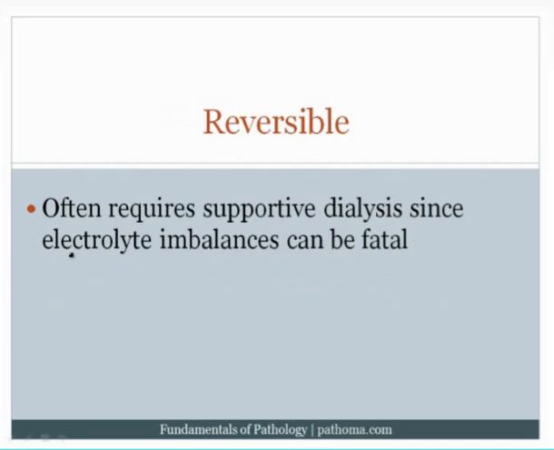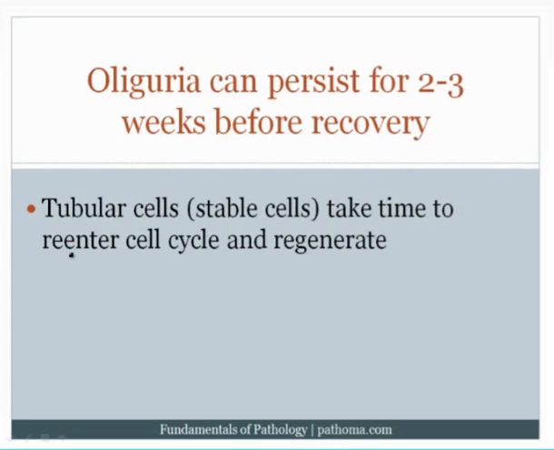Now, acute tubular necrosis is reversible. The tubular cells do have the ability to regenerate. However, this often requires supportive dialysis because the electrolyte imbalances generated during ATN can be fatal. It's important to note, however, that the oliguria that the patients experience can actually persist for 2 to 3 weeks before they actually recover.